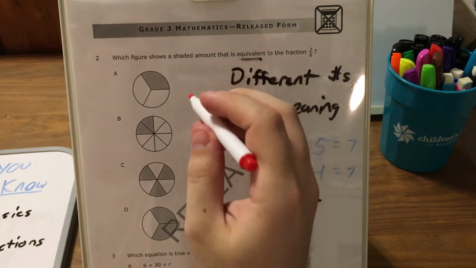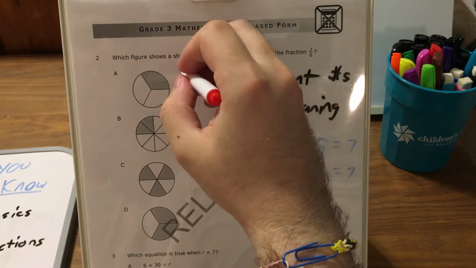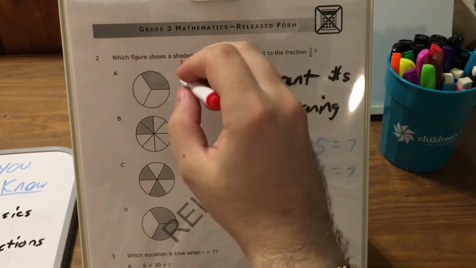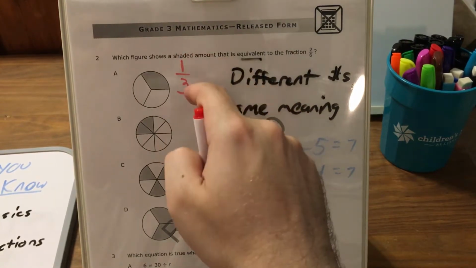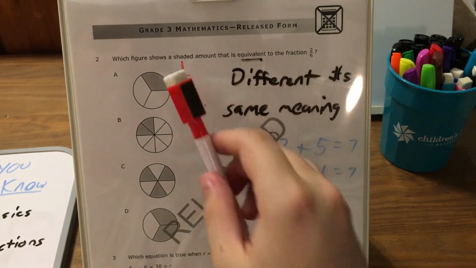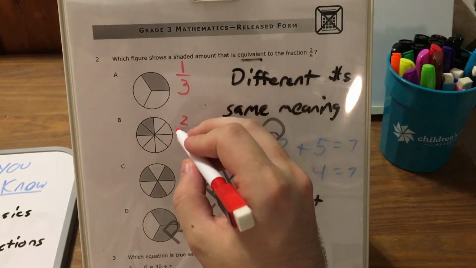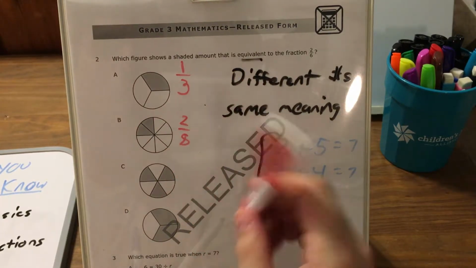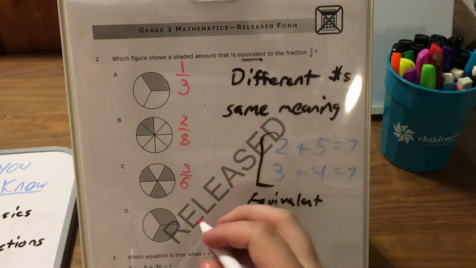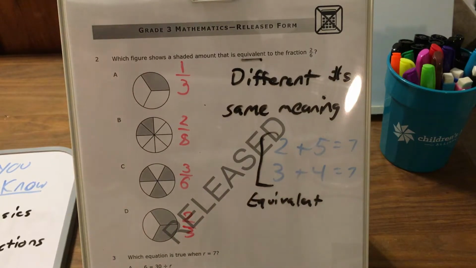So if we're going to figure all this out, choice A, I'm going to put my shaded sections in the numerator and then my total sections in my denominator. So shaded is going on the top, the total pieces is going on the bottom. So this is going to be 1/3. This one I've got 2 shaded out of 8 total. For this one, I've got 3 shaded out of 6 total. And then for choice D, I've got 2 shaded out of 3 total.